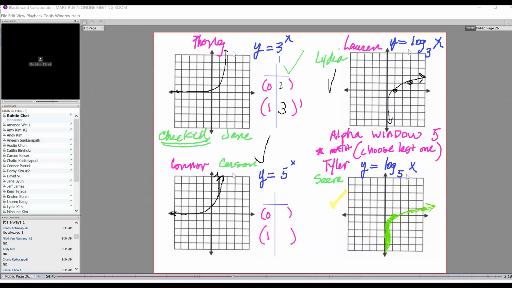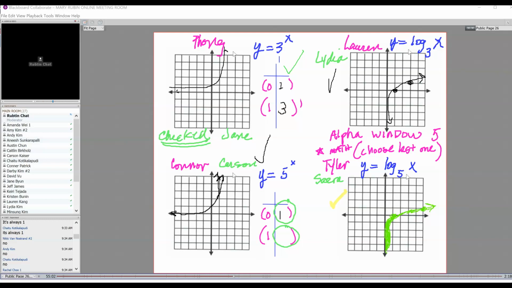So, Connor, did you get values for 0 and 1? Did you get values for those? Oh, nice. Yeah, you must have. Otherwise, you couldn't have graphed it.